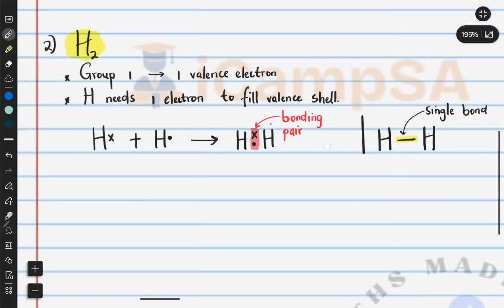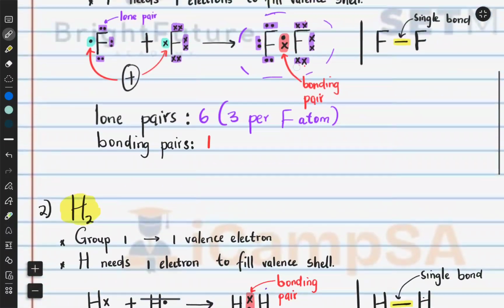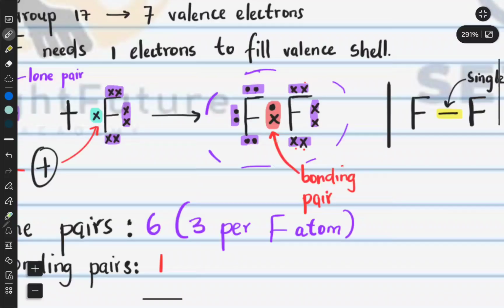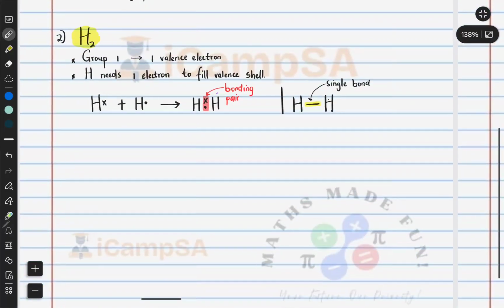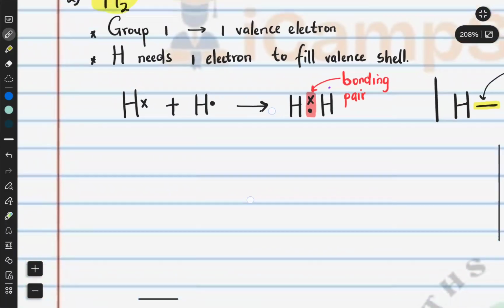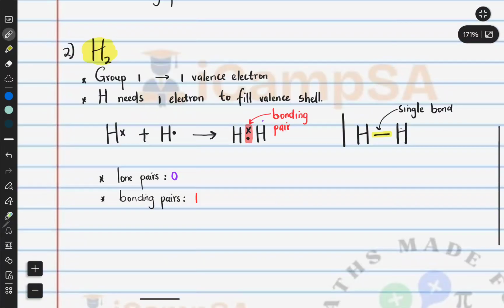That's it. And if we want to count the number of lone pairs and bonding pairs, there is only 1 bonding pair and 0 lone pairs, unlike here where we had 3 lone pairs per fluorine atom, making it 6 in total. So here we have lone pairs 0, bonding pairs 1.